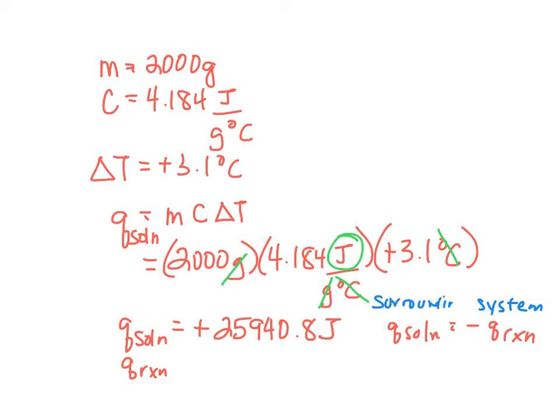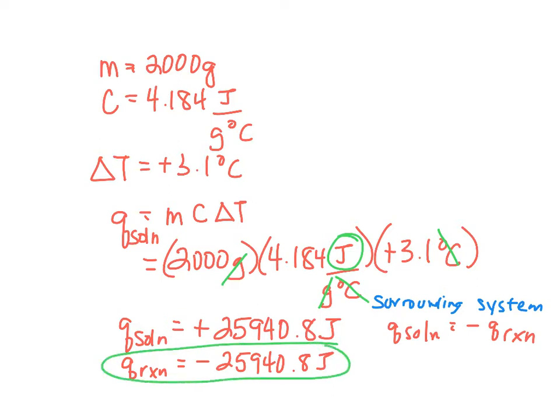And we can't measure the heat of the system, so we have to measure the heat of the surroundings and then talk about its relationship with the system. So the Q of the reaction is negative 25940.8 joules. So now that we have the Q of the reaction, now let's calculate the delta H. Now keep in mind, delta H is the enthalpy, so it's the amount of heat produced based on the limiting reactant.